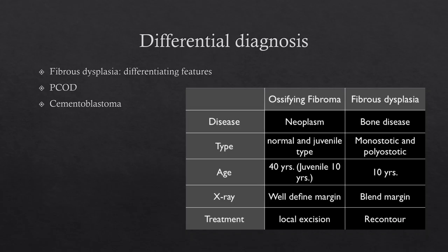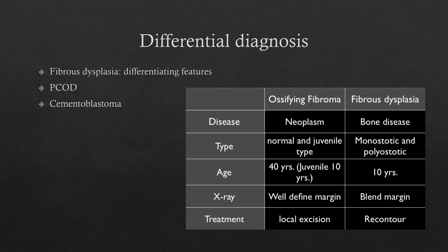So the differential diagnosis is fibrous dysplasia. How you differentiate it is that ossifying fibroma is a neoplasm, whereas fibrous dysplasia is a bone disease. It has two types, the normal type, that is the adult type, and the juvenile type, whereas fibrous dysplasia is monostotic or can be polyostotic. The age is about 40 years, whereas fibrous dysplasia occurs at a very early age.